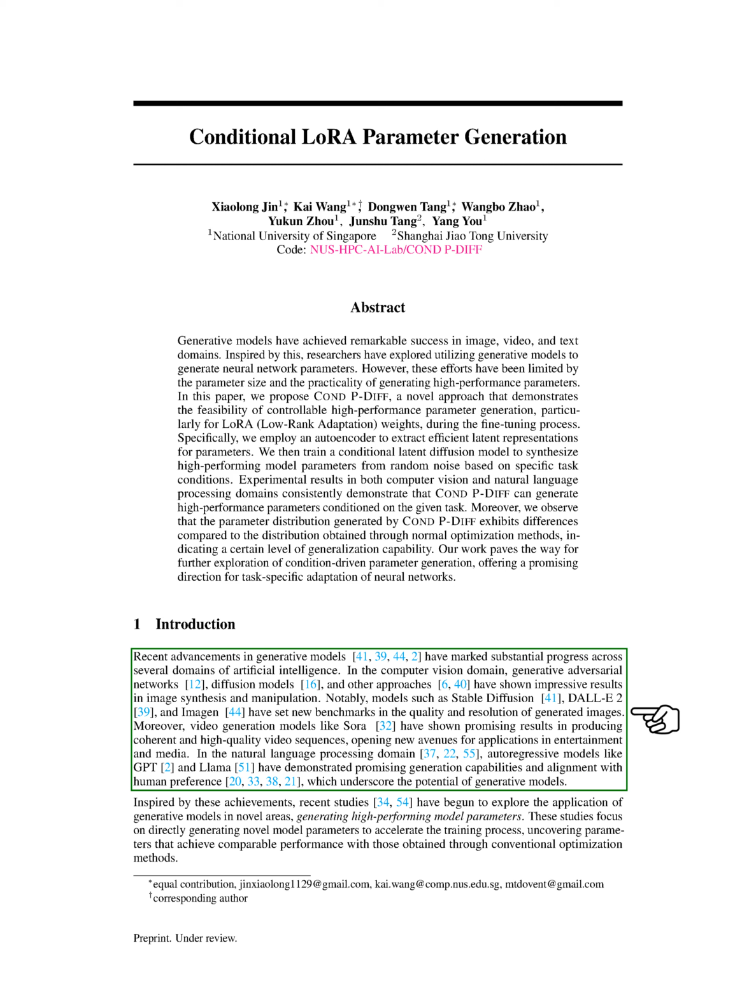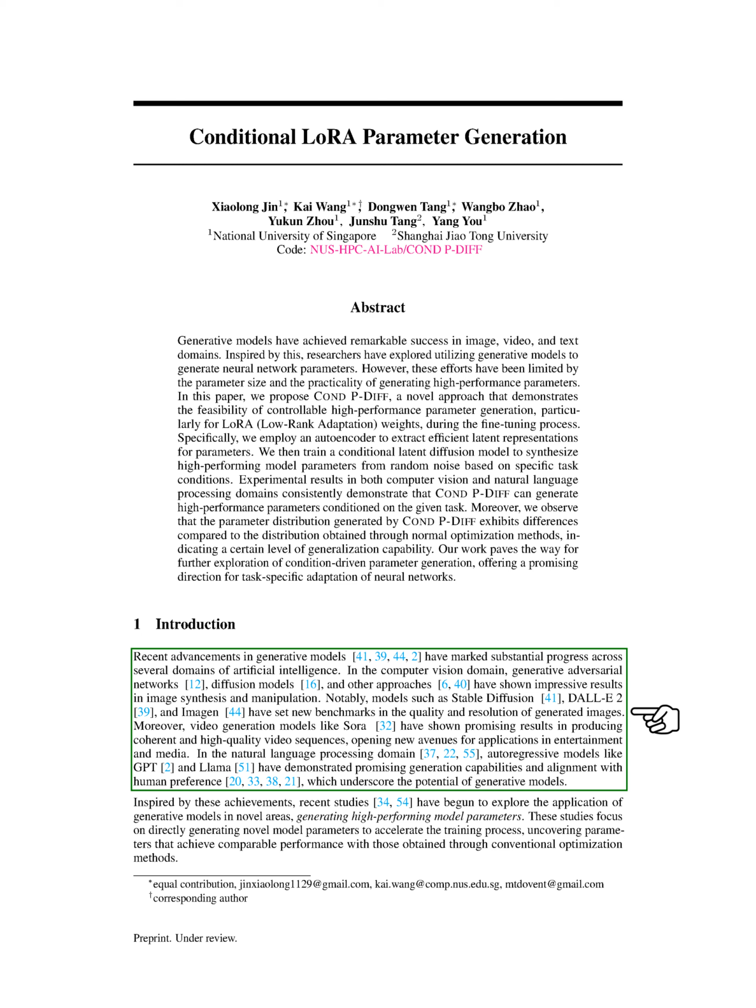Section: Introduction. In this section, we discuss recent advancements in generative models that have significantly impacted various areas of artificial intelligence. In computer vision, we have seen impressive results from generative adversarial networks, diffusion models, and other techniques, particularly with models like Stable Diffusion, DALL-E 2, and Imagen, which have set new standards for image quality and resolution.